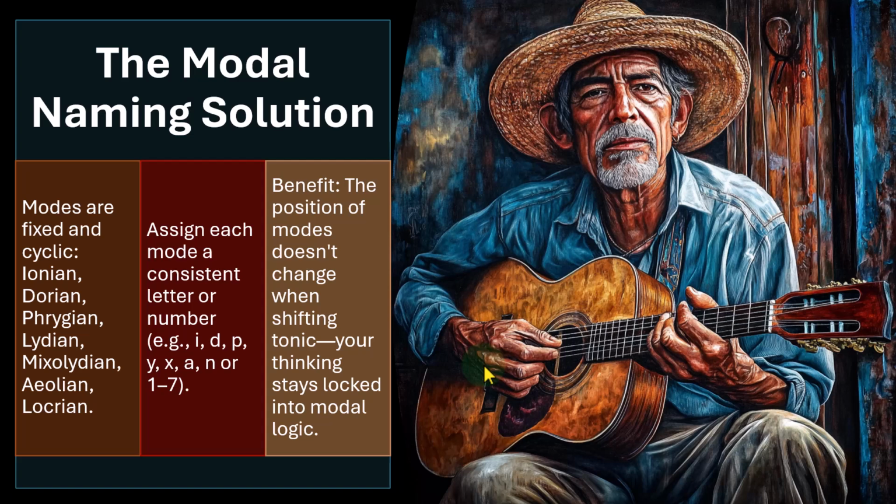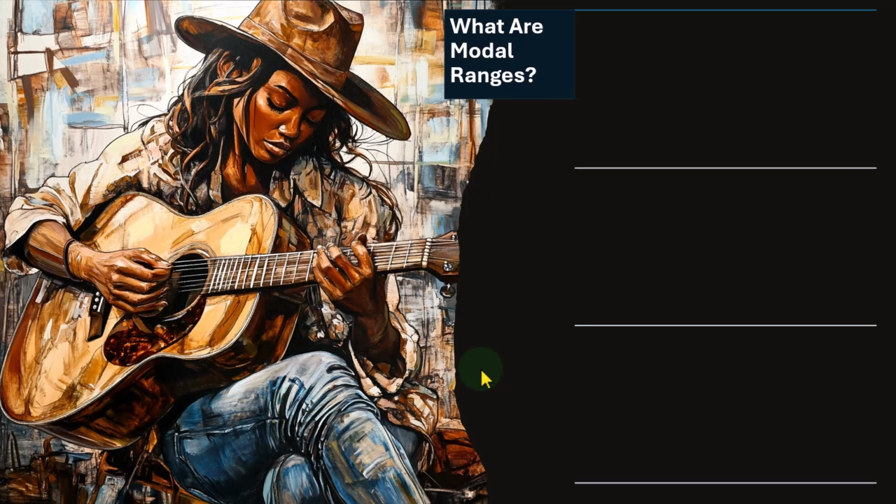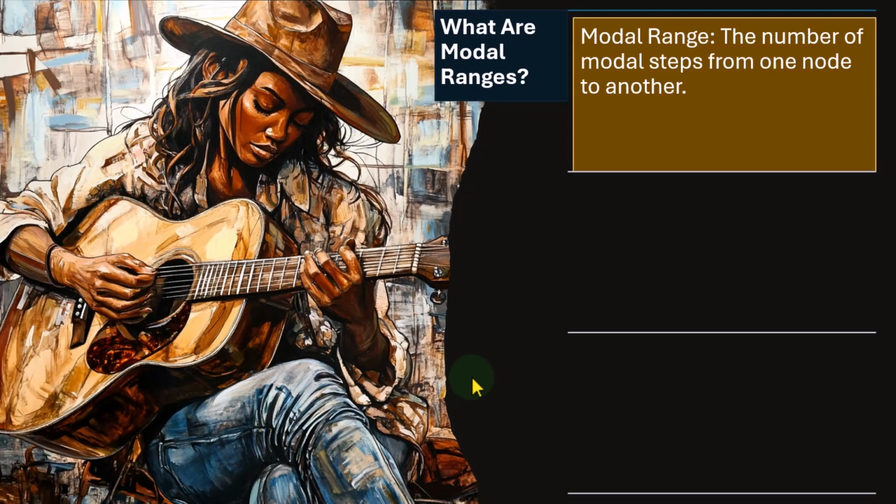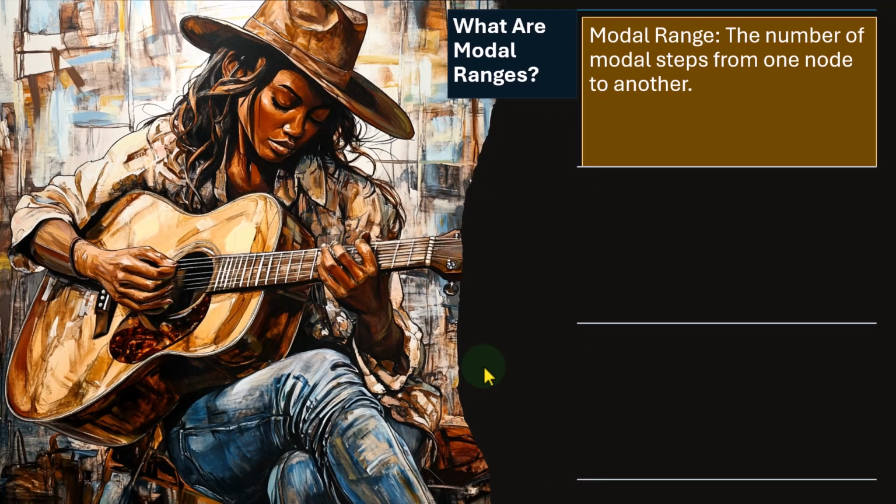Don't change the locations of the map when you're trying to memorize the map. The distances are all the same from one point to another. So what are the modal ranges? Modal range, the number of modal steps from one node to another.